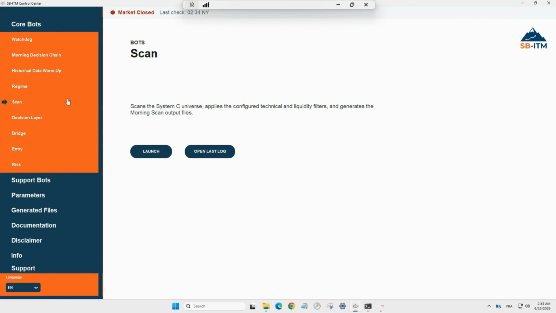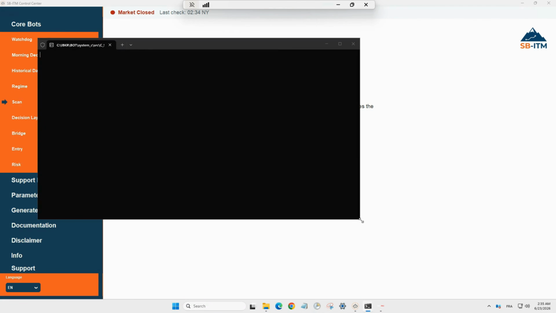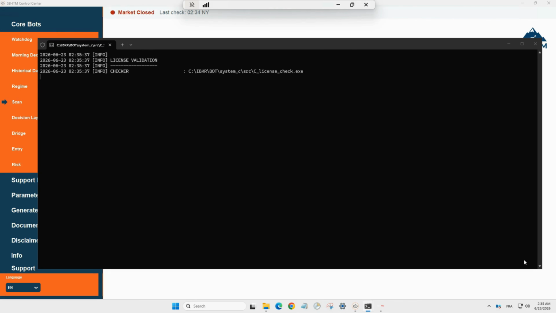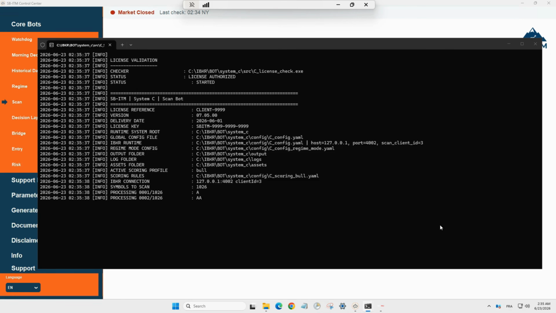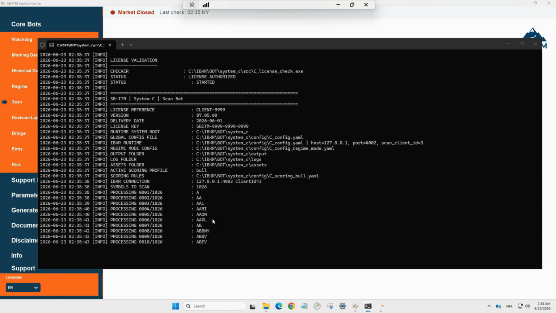The next component is the scan bot. It analyzes the configured watch list and applies the active scoring profile to identify potential trading candidates. For each symbol, around 25 metrics are evaluated, with a detailed Excel scan report generated at the end.